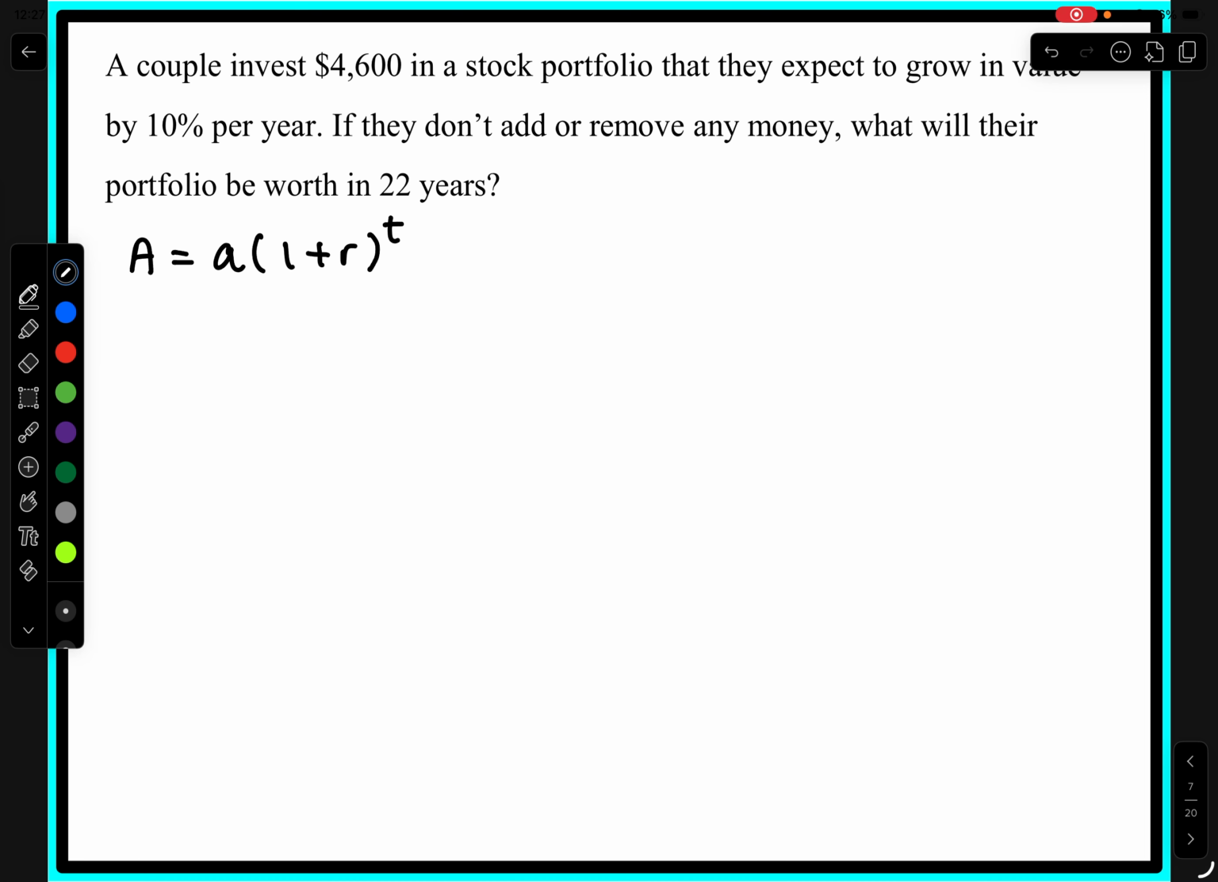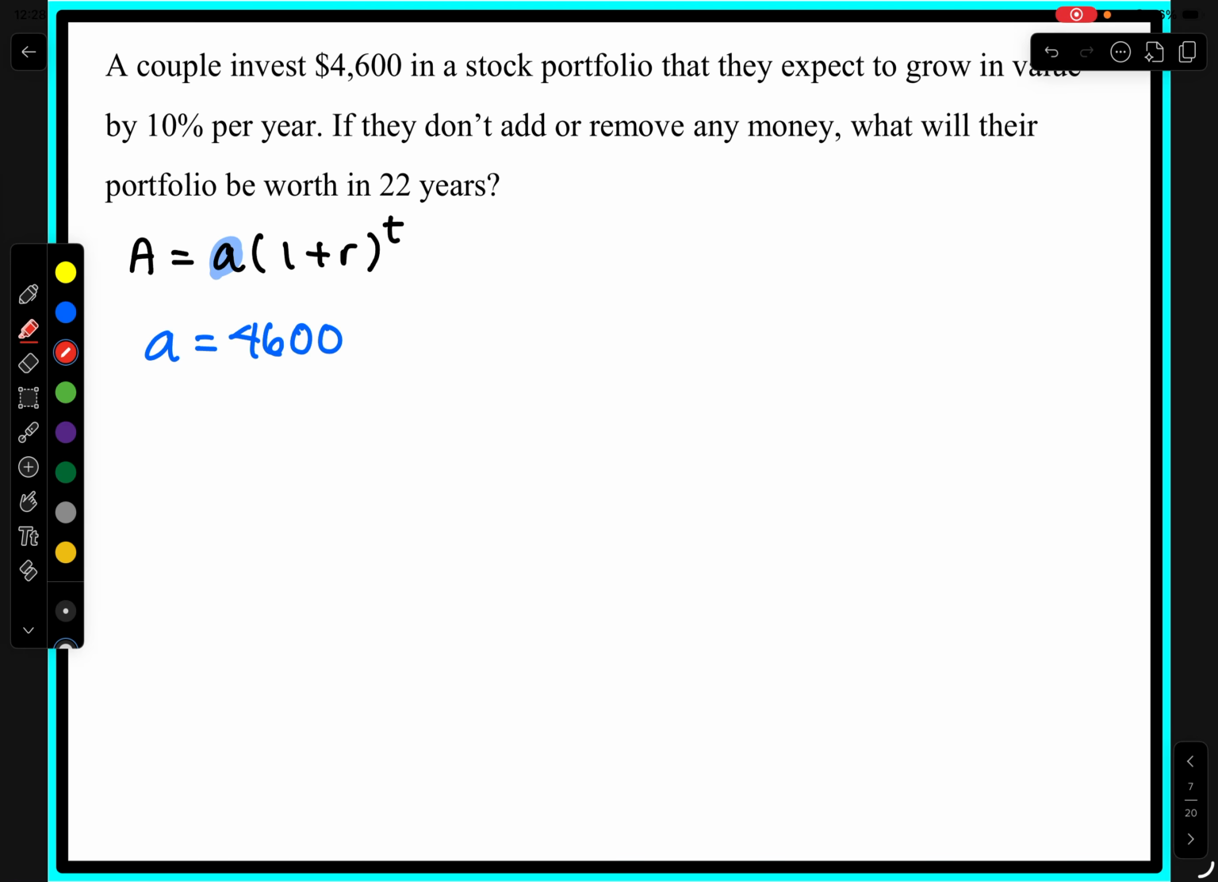So for the initial amount, A, like I mentioned, is the initial amount that we're going to begin with. So right here, even though we're talking about dollars, that's going to be the initial amount. So the value of A is $4,600. And let me color coordinate this. Let me use blue. So A equals that.